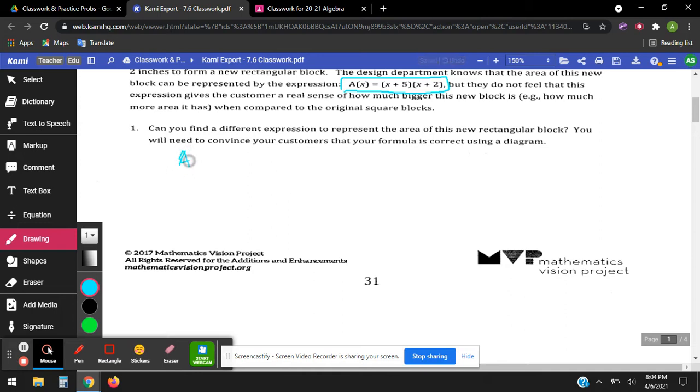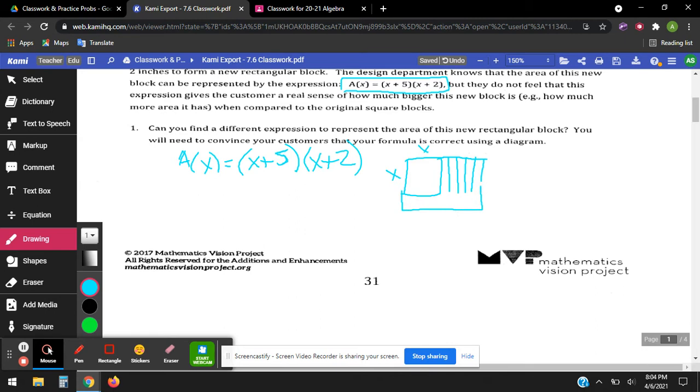So, I'm going to go A of X equals, so we have an X plus 5 on one side and an X plus 2 on the other side. So if we're going to use a diagram, what I basically have is X by X. One side, I have 5, 1, 2, 3, 4, 5. And the other side, I have 2.